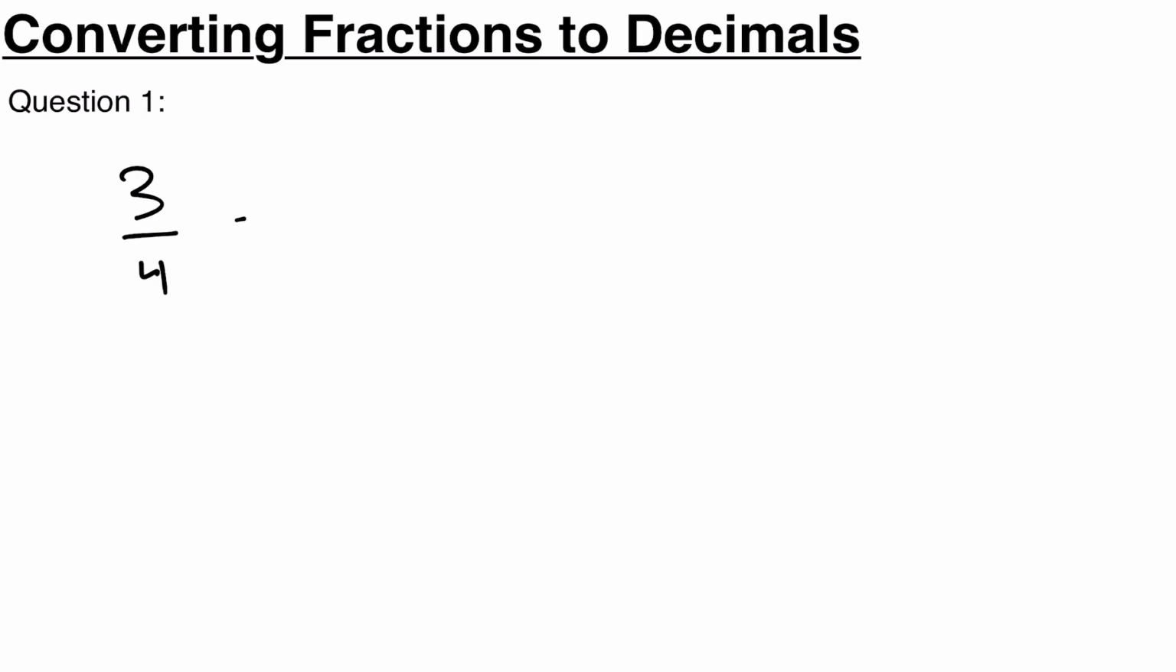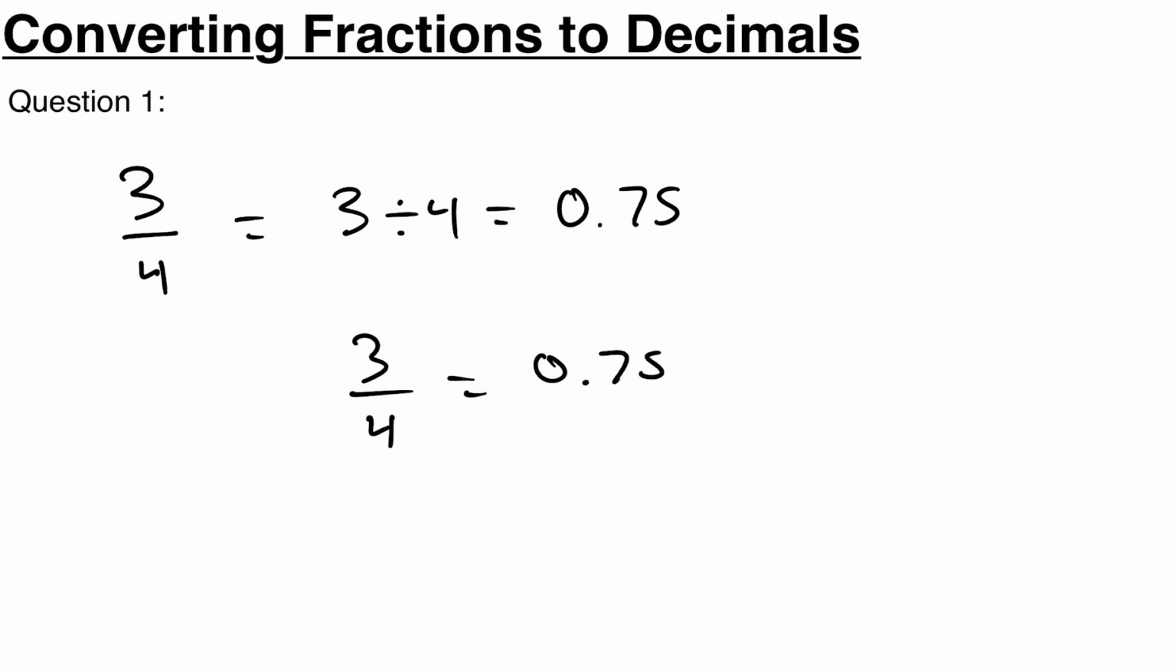Well, 3 over 4 is essentially the same thing as 3 divided by 4. So if you put 3 divided by 4 into your calculator, you'll get your answer. And when you put it in your calculator, your answer is 0.75. So 3 over 4 is equal to 0.75.